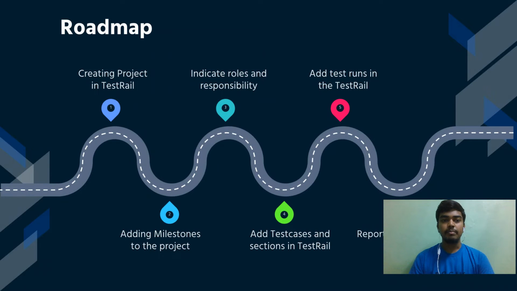The roadmap of the TestRail tool. First of all, we should create a project in TestRail, like I will show in the dashboard. The second step is adding milestones to the project and indicating roles and responsibilities for every role, which means the tester, developer, designers, etc. Then add test runs, add test cases, and run them through the TestRail tool. And finally, generate the report.